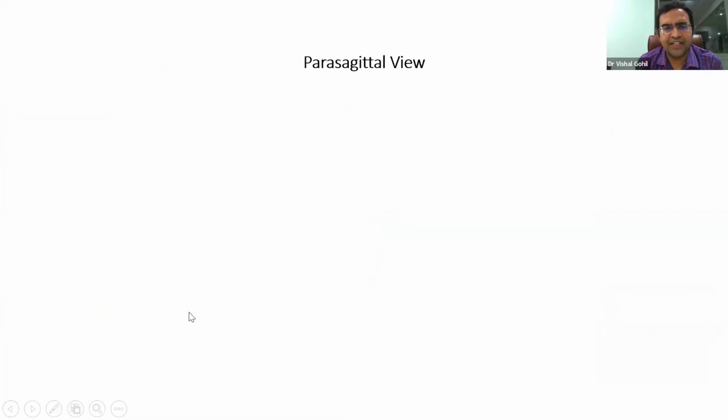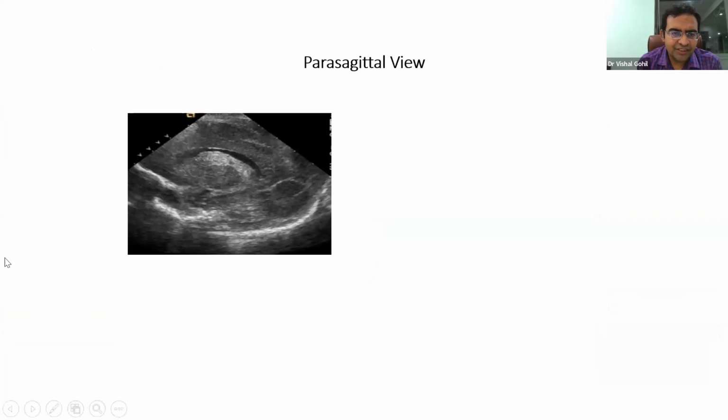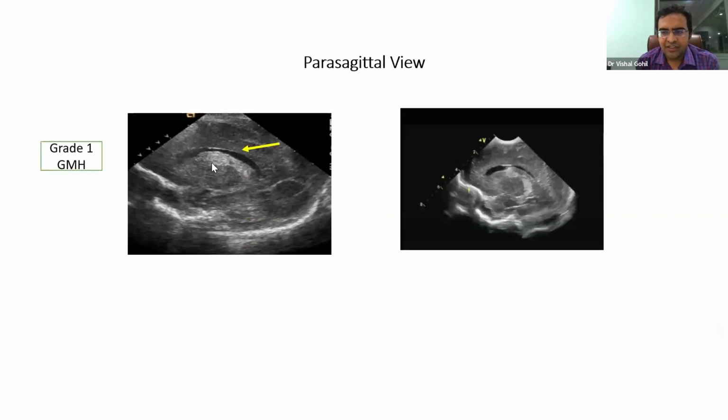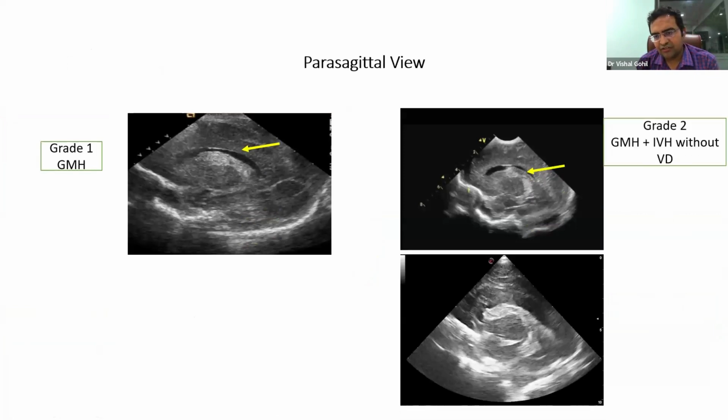If I talk about the parasagittal view, you can see this is your choroid plexus, this is your CTG, and it is crossing over here. This is crossing the caudothalamic groove. That is your grade 1 IVH. No bleed in the lateral ventricle. Because of the gravitational force, once it leaks, it goes into the posterior half of the lateral ventricle. That is your grade 2 IVH without ventricular dilatation.